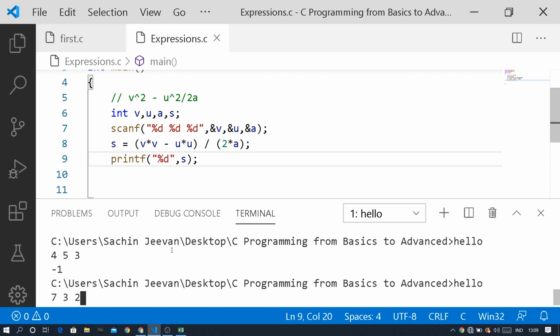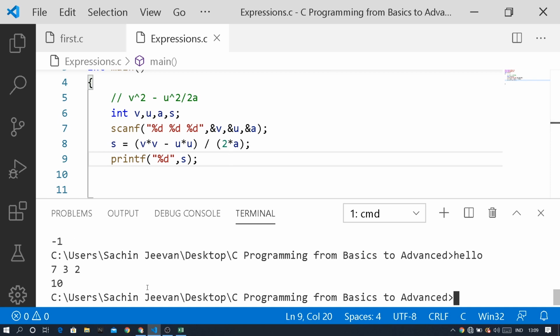So 40 divided by 4 is going to be 10. Exactly, we got the right answer. Yes, so while you're writing an expression, you have to be very careful. You cannot write a mathematical equation directly. You have to follow the precedence, as well as the left to right associativity. So you have to write the expression accordingly.